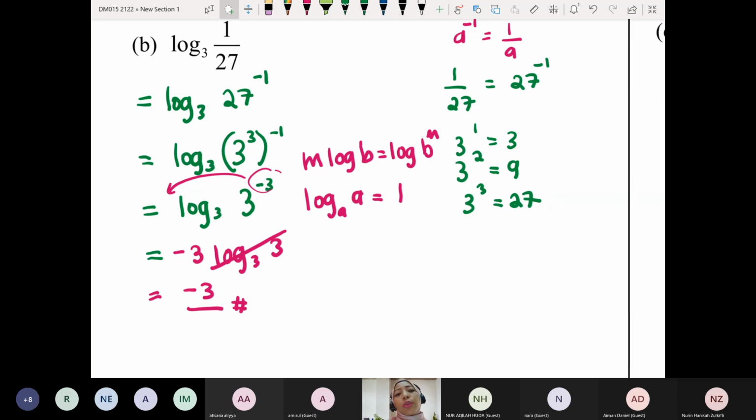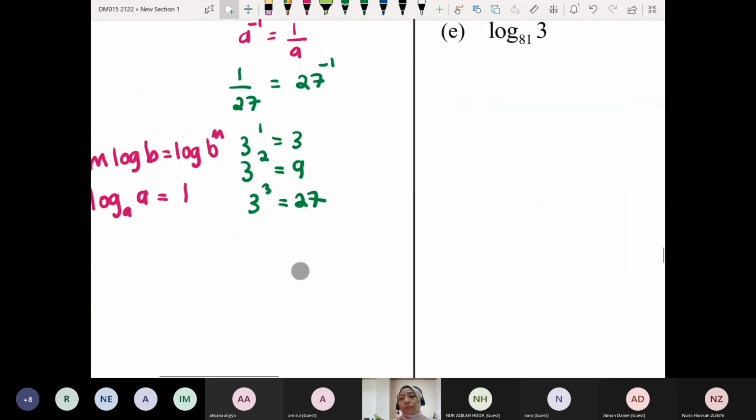And then we are using properties of log. We bring to the front using m log b is equal to log b to the power of m. And then log A base A is equal to 1. So only then you get the answer. So every step you are using the correct properties. Okay?